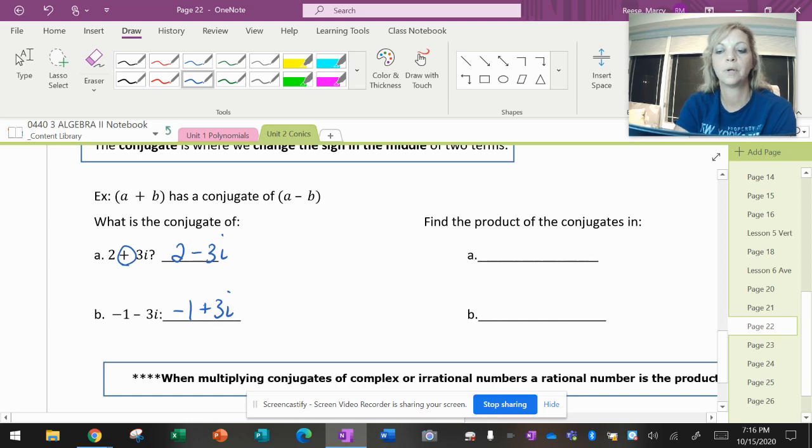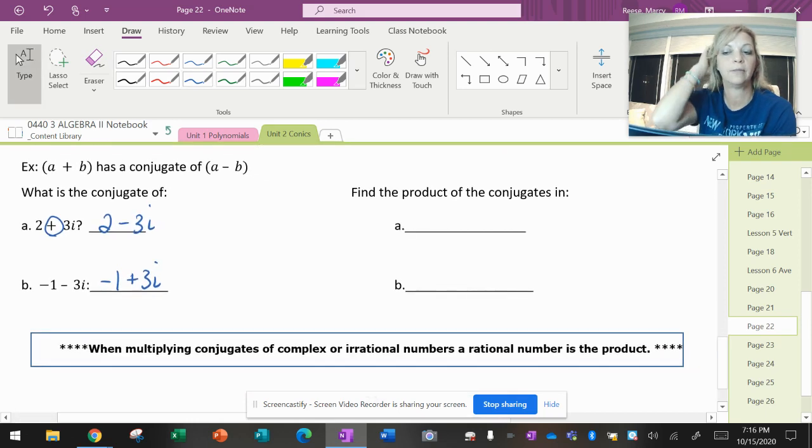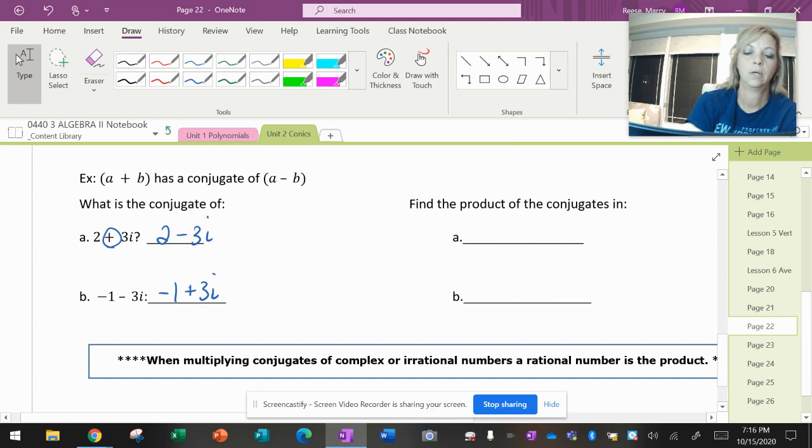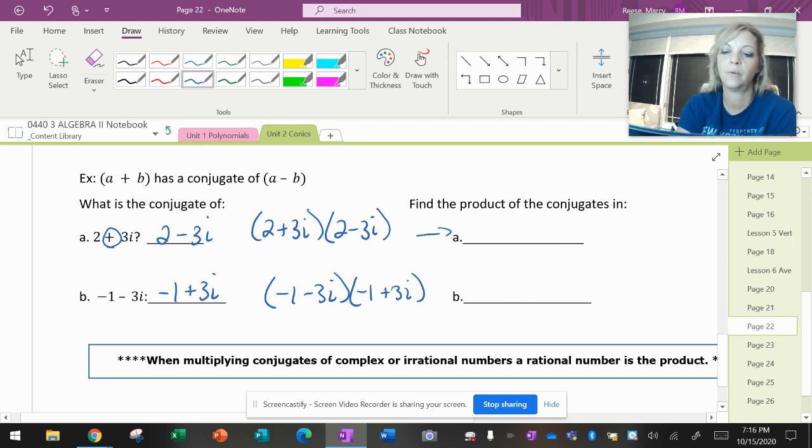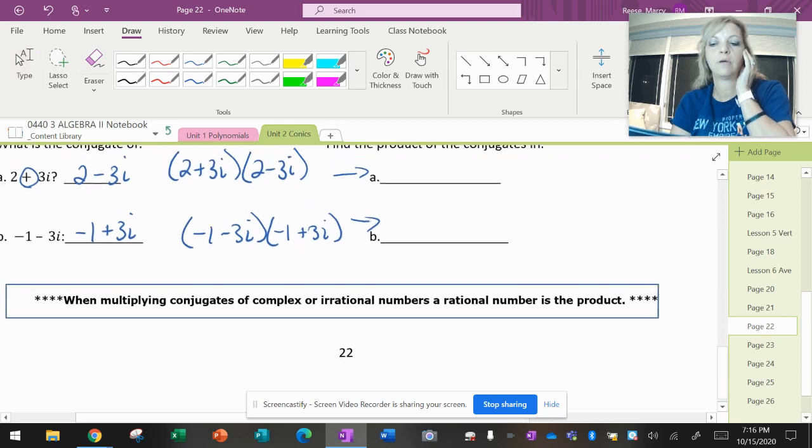Okay, so now this one, I'm going to leave this for you to do. You're going to find the product of the conjugates. And when I come around and check your notes when you see me next class, I'm going to expect that you have these done. Both of these have to be done. All right, so I want you to do a box method for both, and then I want an answer here. Okay? So that's what's left for you to do.